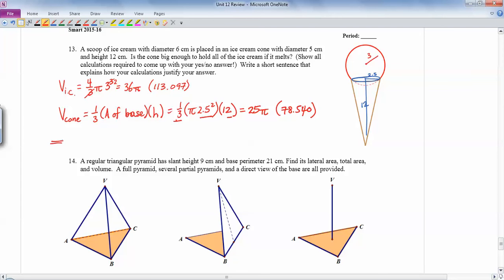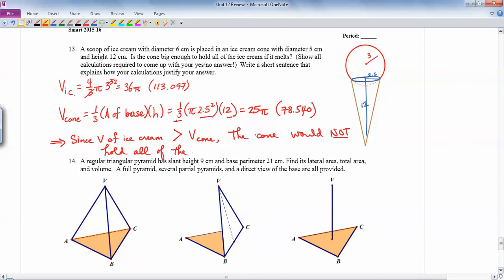So, since the volume of the ice cream is bigger than the volume of the cone, the cone would not hold all of the ice cream if it melted.